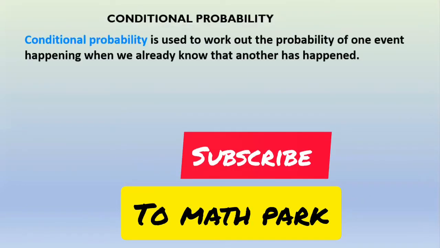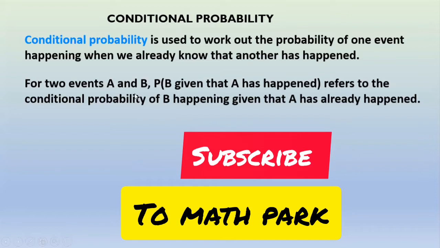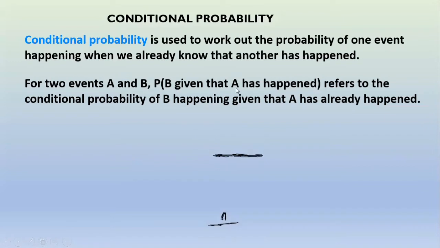The conditional probability is used to work out the probability of one event happening when we already know that another has happened. So for two events A and B, probability of B given that A has happened refers to the conditional probability of B happening given that A has already happened.